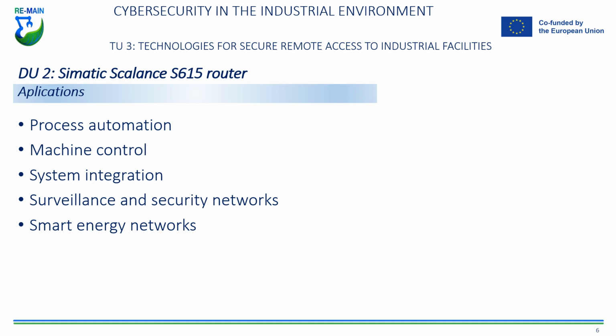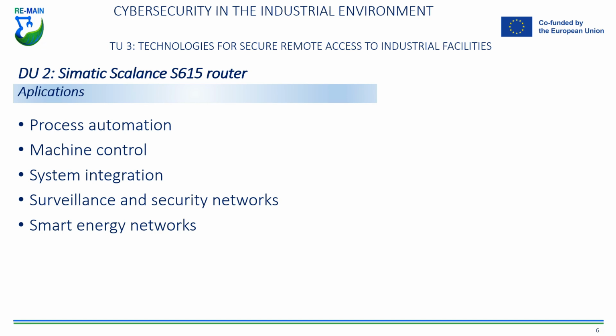Surveillance and security networks. The Scalance S615 can also be used in surveillance and security applications, such as managing security cameras and alarm sensors. The router can provide connectivity to security cameras and sensors, allowing remote monitoring and control of them. Additionally, its advanced security makes it ideal for protecting critical surveillance and security data.